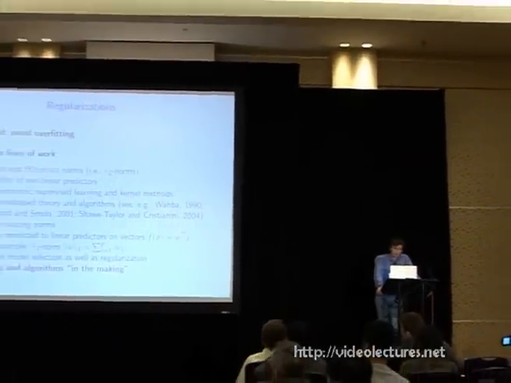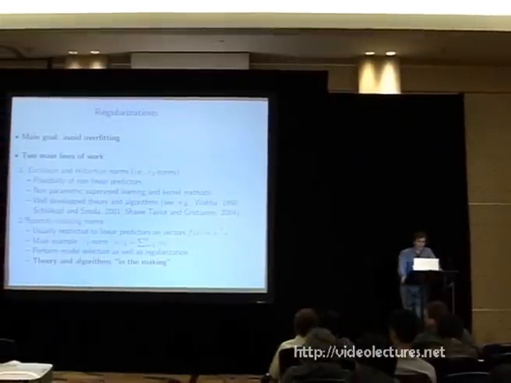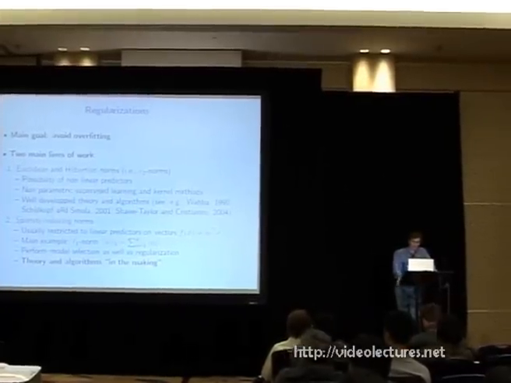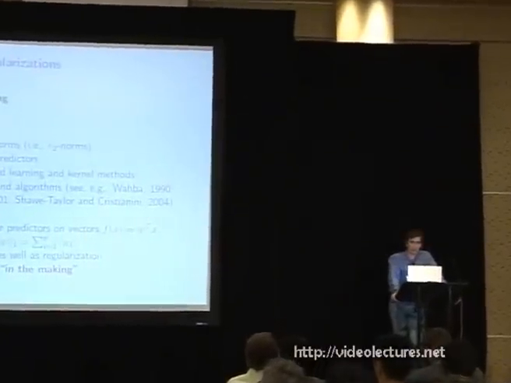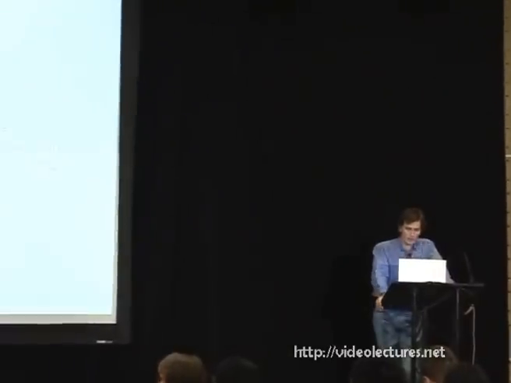Here, usually, as a start, you are restricted to linear predictors, so you want to predict from x as a linear function of x. And of course, the main example is the L1 norm, which is just the sum of the absolute values. The cool thing is that it does two things at the same time. It will both avoid overfitting and also create some zeros in your estimator for w. So it does both model selection and regularization. This is the main topic of the tutorial. The theoretical part and the algorithmic work are really in progress. So the first aspect I will cover is the aspect of algorithms.